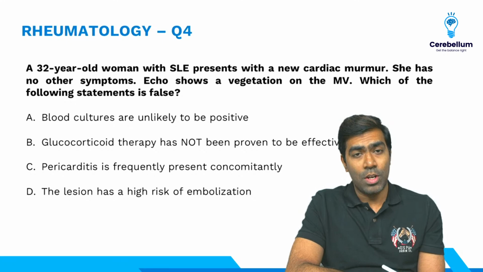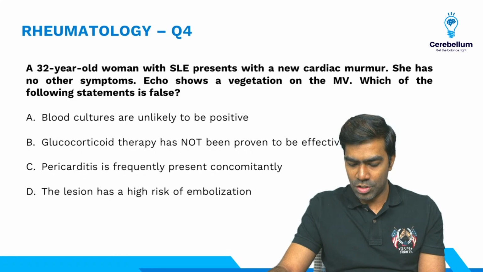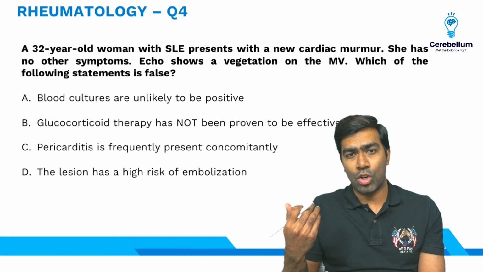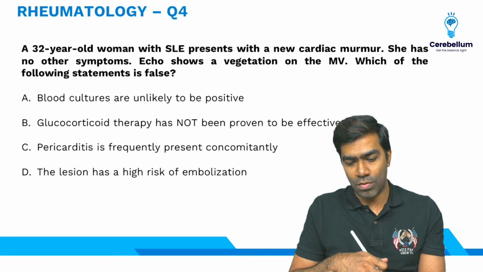Look at this question. You have a 32-year-old woman with SLE presenting with new cardiac murmur. She has no other symptoms. Echo shows a vegetation on the mitral valve. Which of the following statements is false? So option A states blood cultures are unlikely to be positive. Option B states glucocorticoid therapy has not been proven to be effective. Option C states pericarditis is frequently present concomitantly. And option D says the lesion has high risk of embolization. Which of the following statements is false?